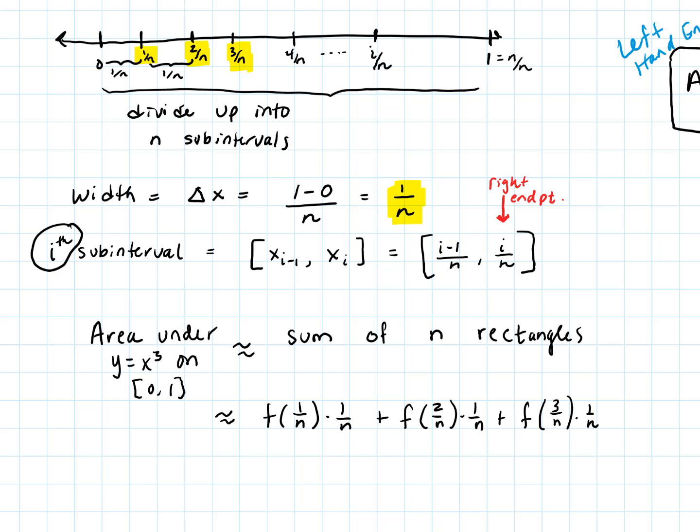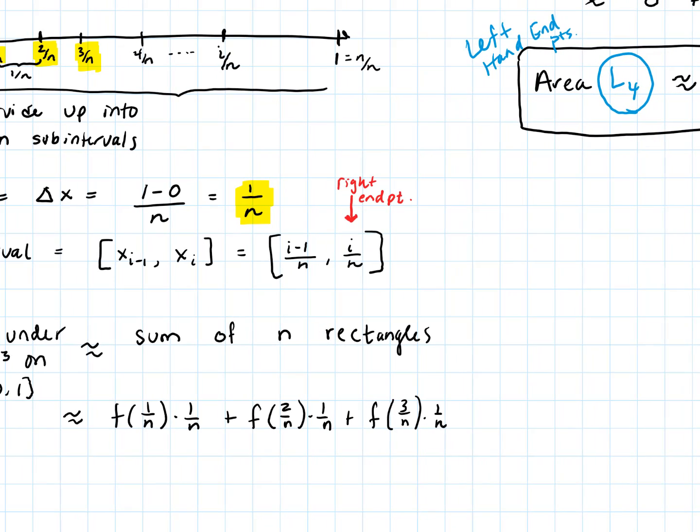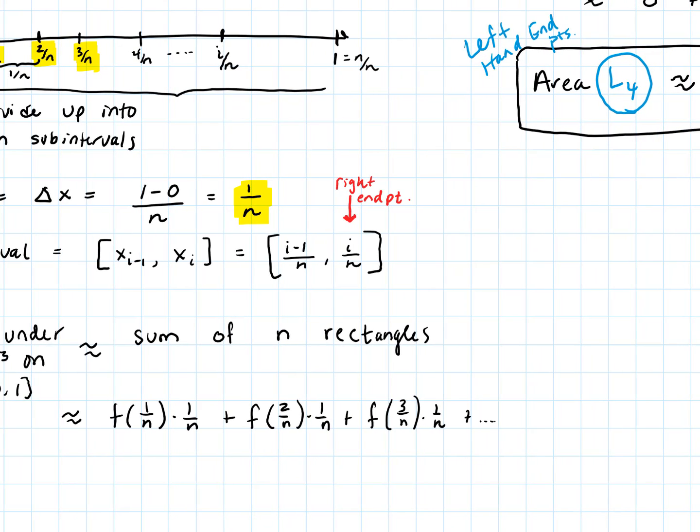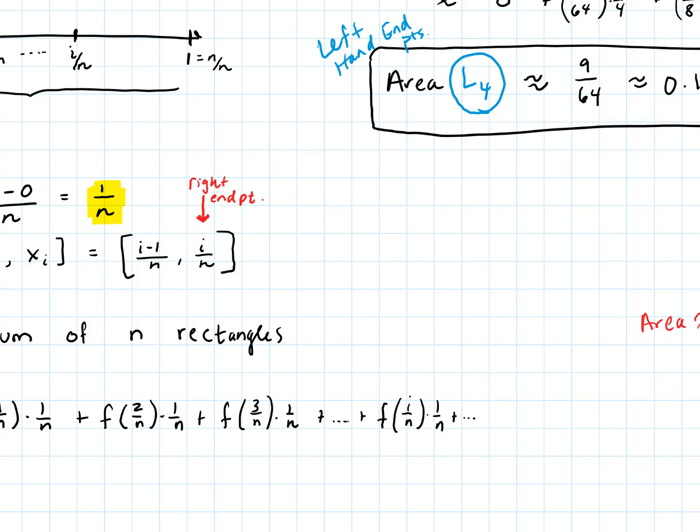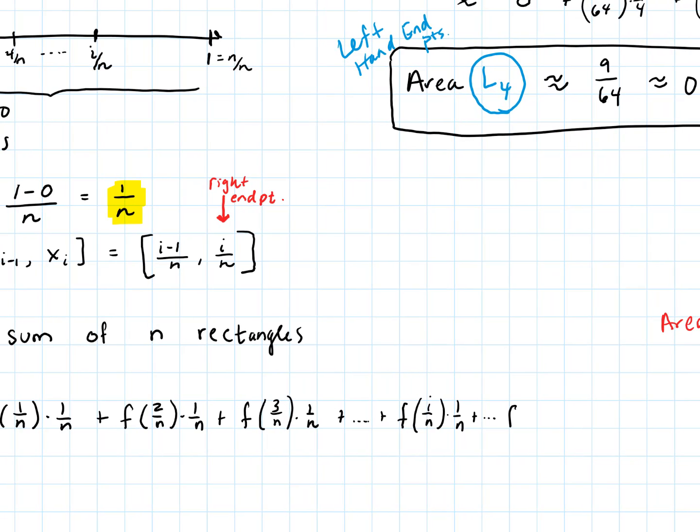And the width of each interval is uniform. It is 1 over n. And we're going to keep this going. We're going to get to the ith interval, so it would be f of i over n times 1 over n, and then we're going to keep going till we get to the nth, and we're going to get f of 1 times 1 over n. And I will mention that we could write 1 as n over n if we wanted to.